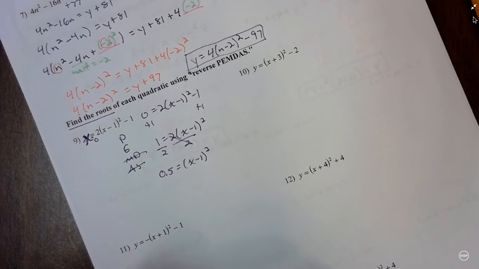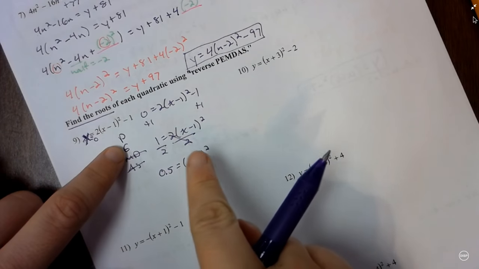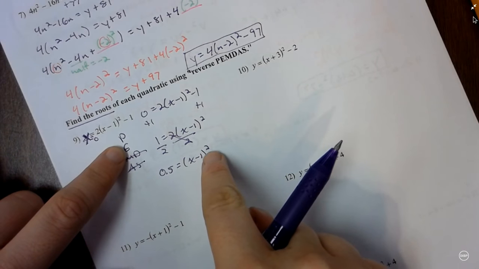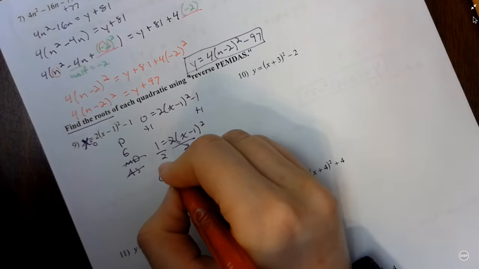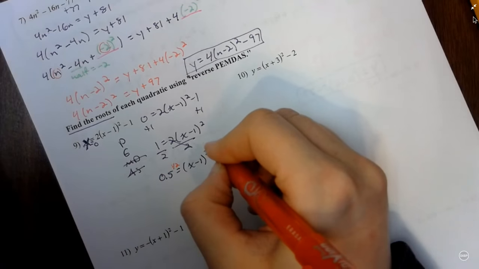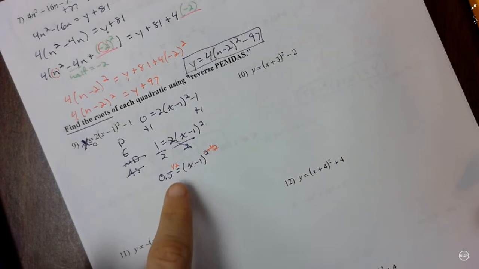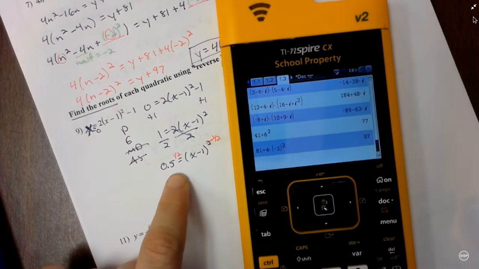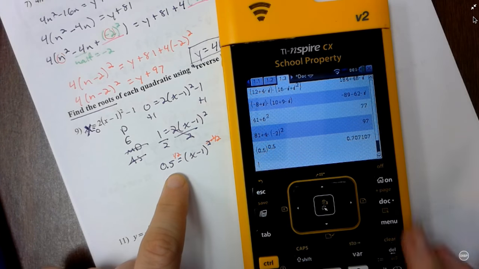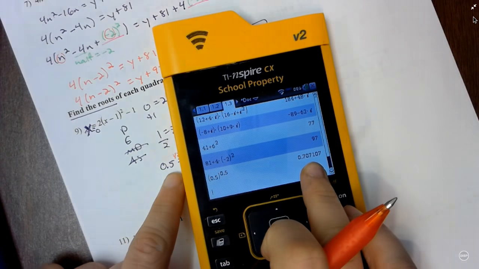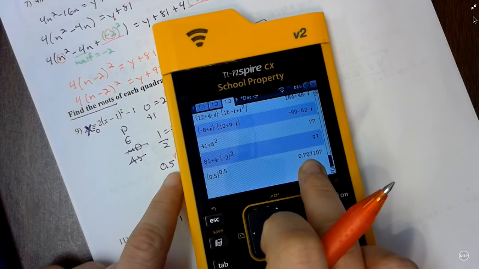Next, this is going to actually be a pretty messy answer. Next, you have to cancel the exponents. So hopefully you remember how to cancel a 2. You can use a 1/2 exponent, which is the same as the square root. And you're going to have to remember your plus and minus. So 0.5 to the power of 0.5 is this. So I'm going to round it to 0.707.